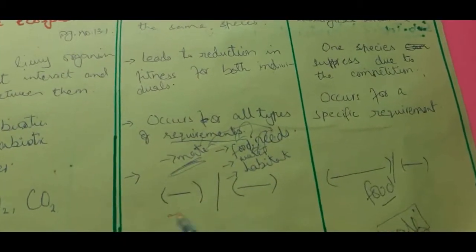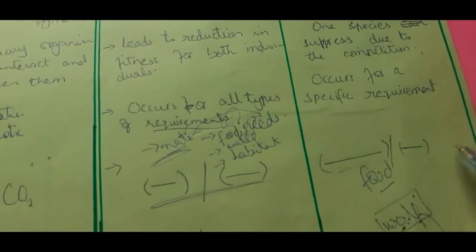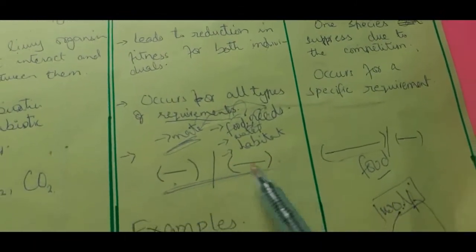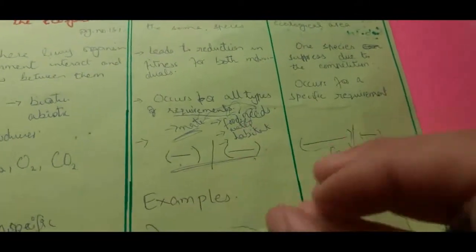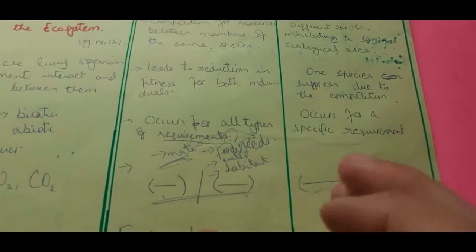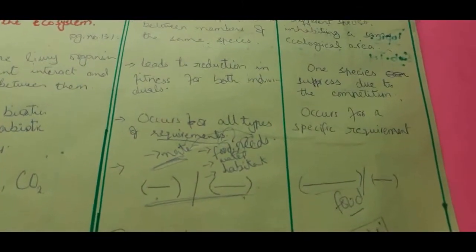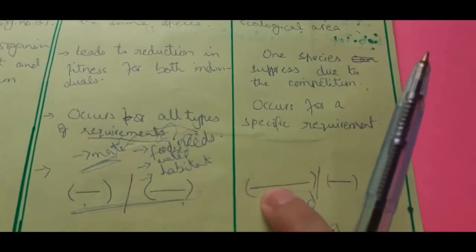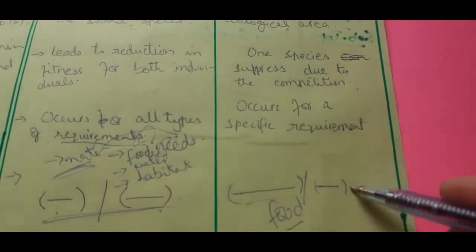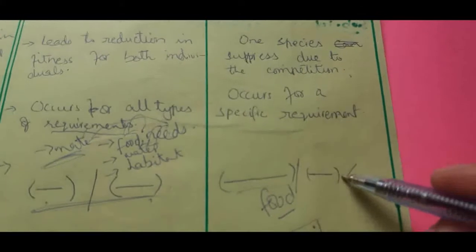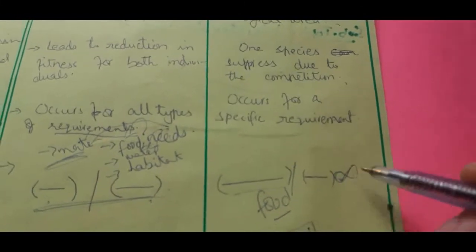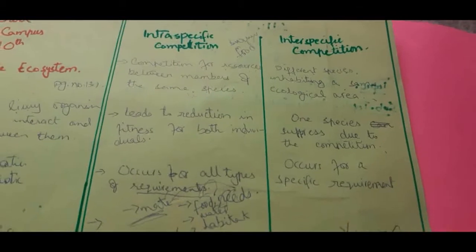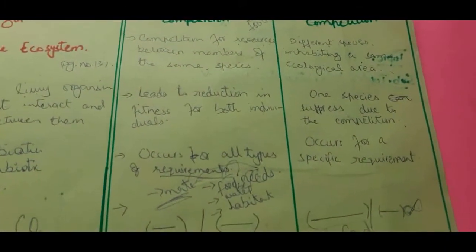I have shown a minus sign over here, the same minus sign over here, but there the minus signs are almost equal because one gets harmed and both of them lose their fitness, right? Whereas in this case one is suppressed and the other one isn't suppressed, it is superior. But when it is superior, then obviously it fights with its own species member, then it becomes intraspecific. So these minus signs show that both of the individuals are affected, right?